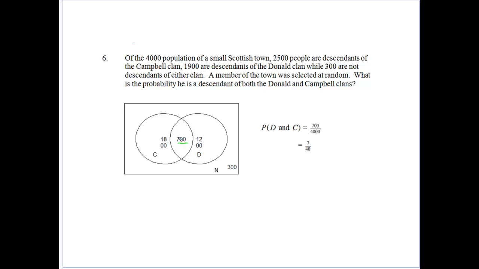If 700 are doubled up, that's 1,800 that just come from the Campbell clan and 1,200 that just come from the Donald clan. So what's the probability that you get both Donald and Campbell? It's 700 out of the 4,000, which gives us 7 on 40. It's about being able to get that number that we've doubled up on as we go through and do these types of problems.